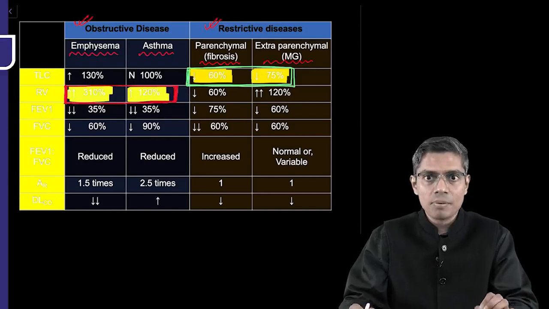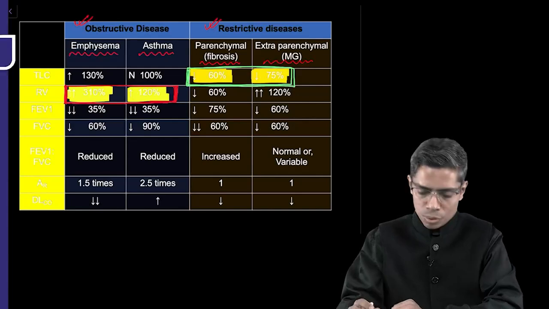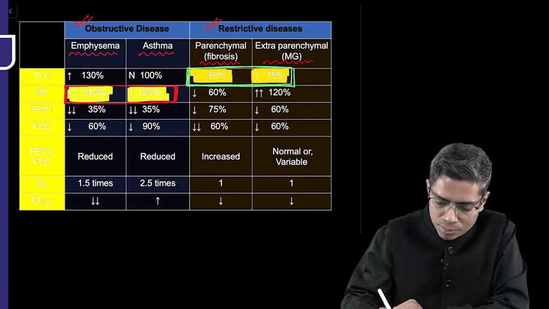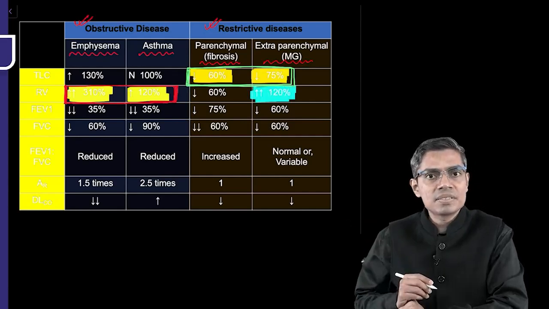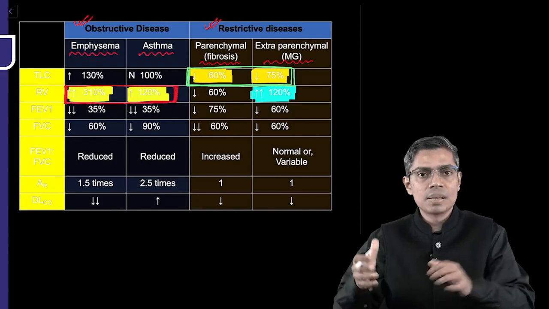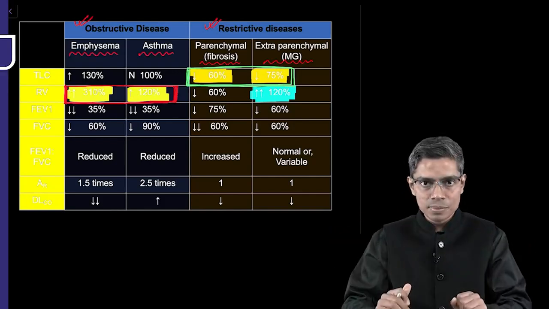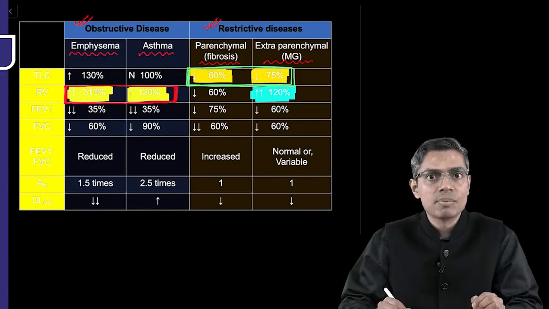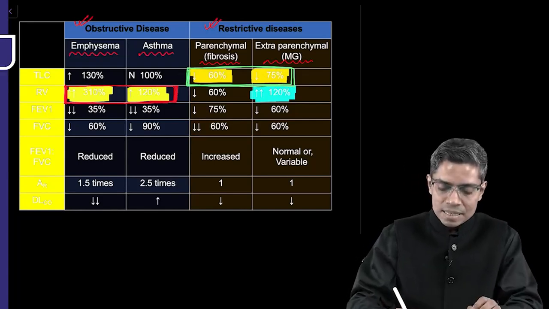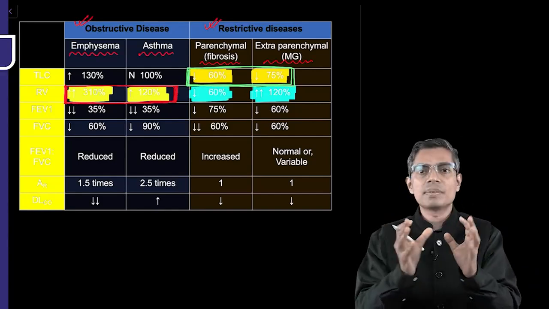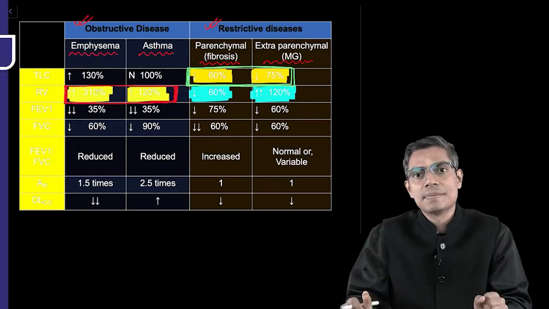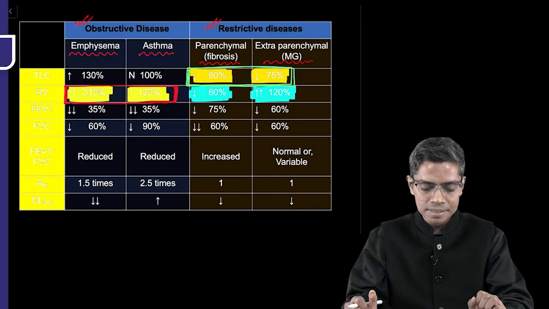But in case of restrictive disease, I told you that the residual volume may be higher. That is in case of extraparenchymal restriction, because of the muscle weakness, the person is not able to expire forcefully, completely. That's why residual volume is higher. But typically, if there is lung fibrosis, then the residual volume will be smaller because of the smaller size of alveoli, right?